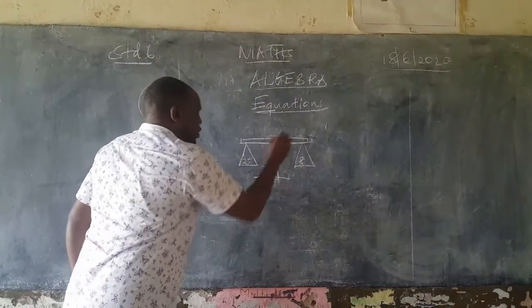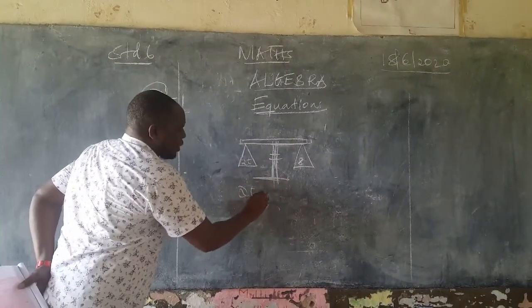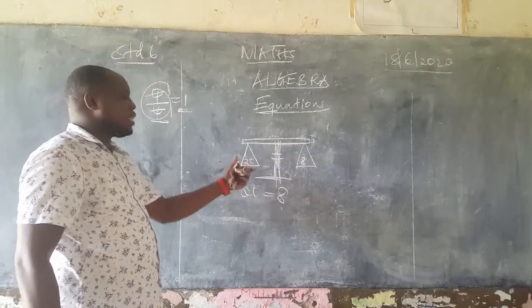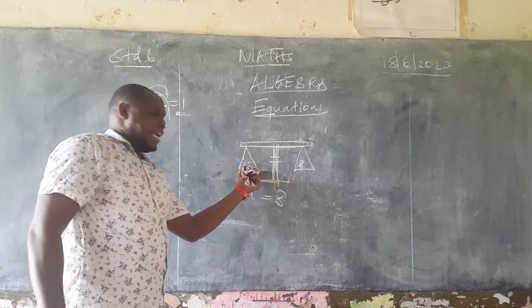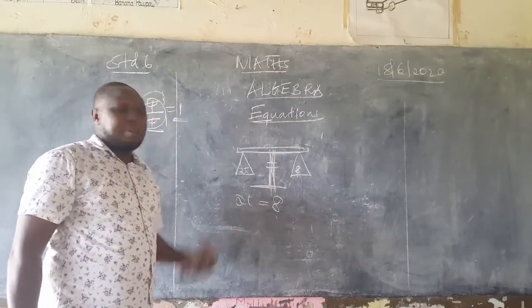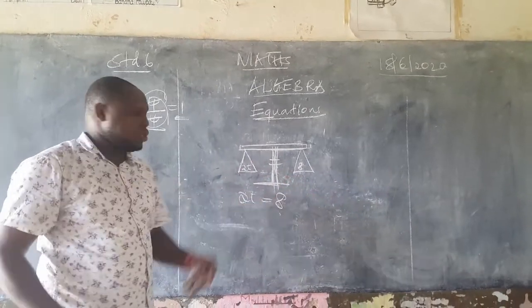Now this is going to be our equal sign. So we are going to say 2t is equivalent to 8. Because if they are balanced, that means that whatever is in this bag has the same weight or mass as the one on the other bag. Meaning that whatever is on this side is the same as what is on the other side.